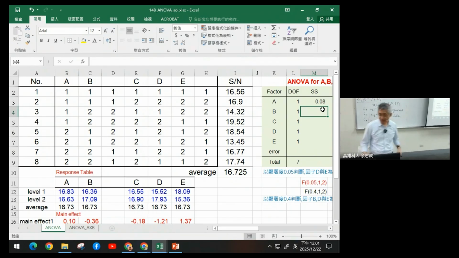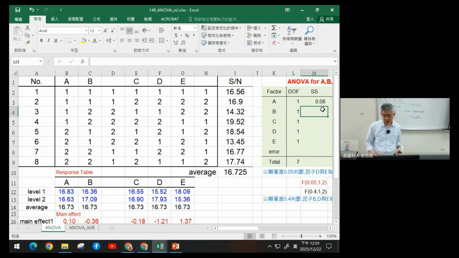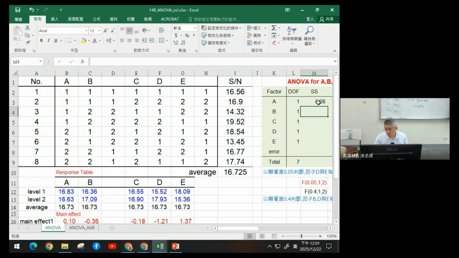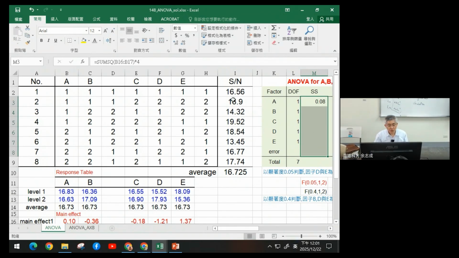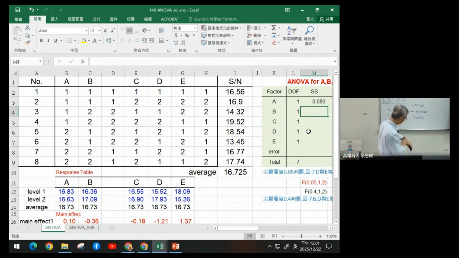And you can compare that with your lecture notes. You'll find out the numbers are the same. We can make it have a few more decimals, so it will be easier to compare. 0.080. This is the sum square due to A.